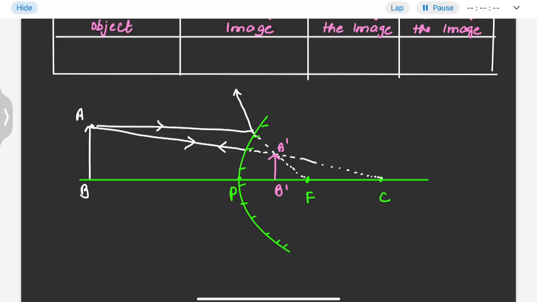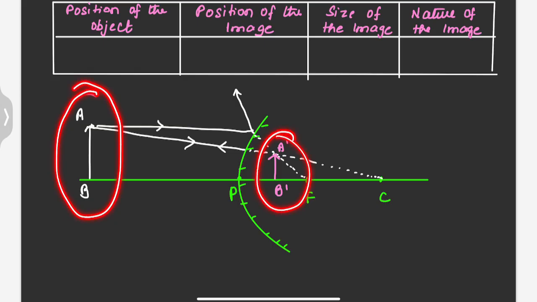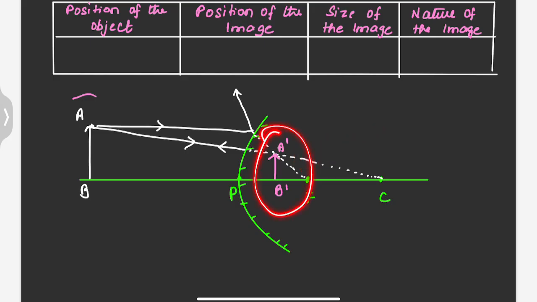So now you can see here this is the object and this is the image. Compare the size. This is big and this is small. So image is diminished. So we will be writing the image is diminished. And it is virtual and erect. So behind the mirror it is formed, therefore virtual. It is straight, therefore it is erect. So now let us write the table.